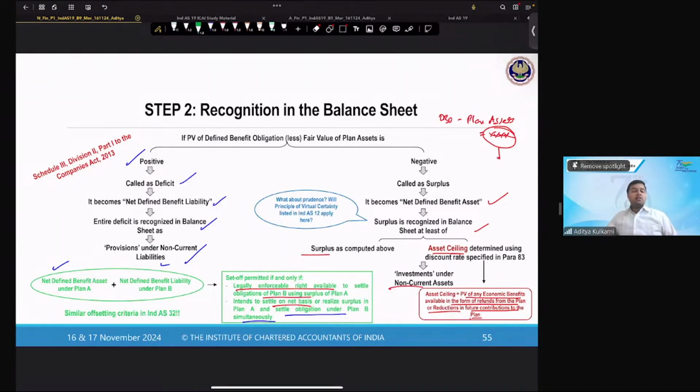Now, what will be these economic benefits? Either a refund from the plan, because I have paid more and I will get some back, or in the form of reduced contributions in the future. So the amount of this is known as my asset ceiling, because this is my direct benefit from the plan as an entity. तो उसको हम लोग बोलते हैं asset ceiling. So your net defined benefit asset will be restricted to the amount of the asset ceiling. You cannot show any amount, whatever you want. You have to restrict it to the asset ceiling.